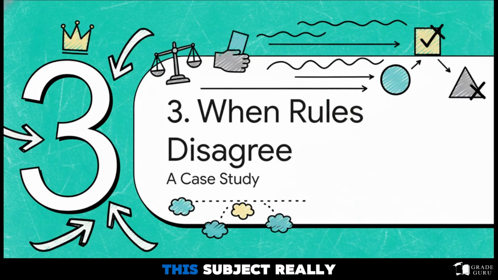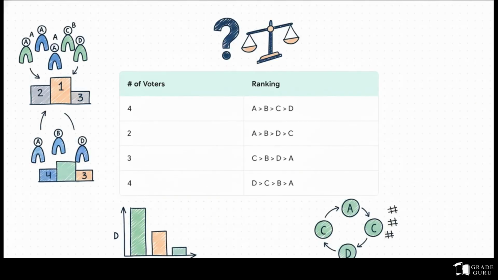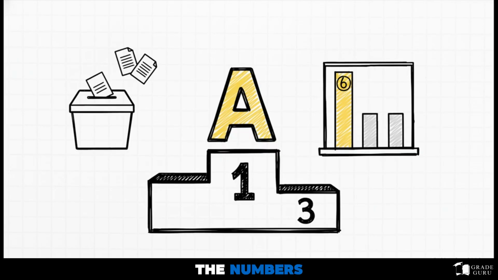Okay, here's where this subject really comes alive. We have these 4 different tools for making a decision. You'd think that if you use them on the same group of voters, you'd get the same winner, right? Well, not so fast. Let's look at this election. We've got 13 voters and 4 candidates, A, B, C, and D. Take a look at how the preferences are spread out. You've got a group of 6 voters who love candidate A, another 4 who think D is the best, and so on.